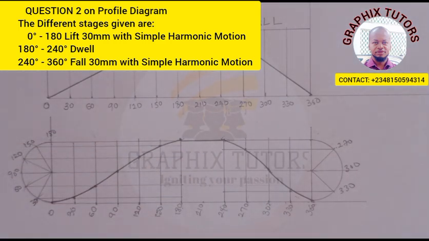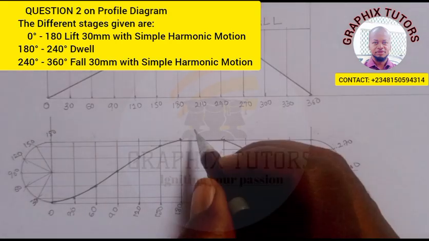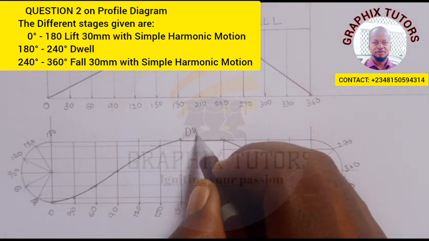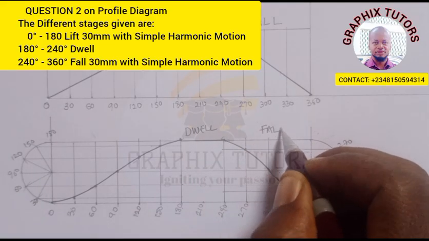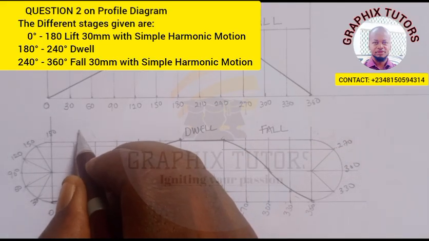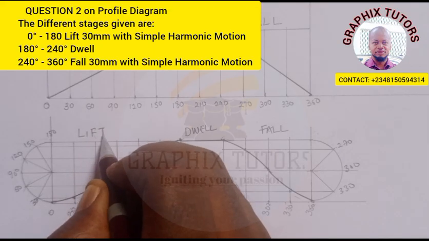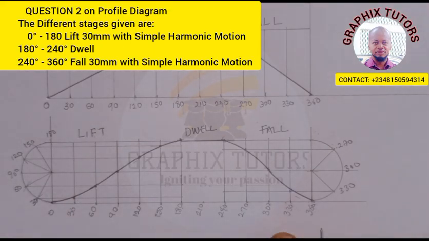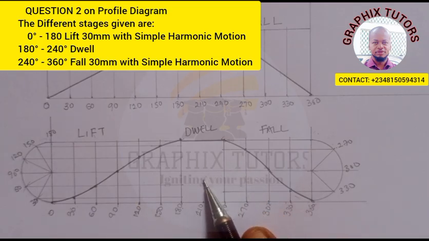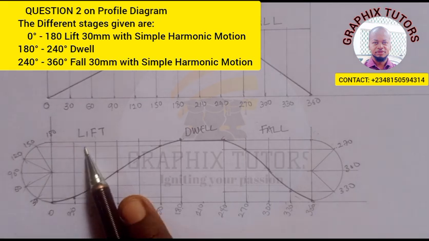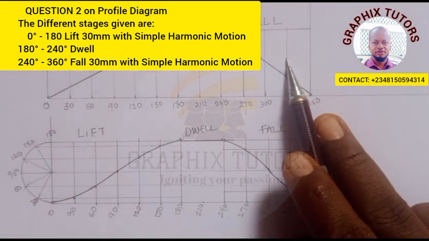So this is what we have. Here it rises with simple harmonic motion and it falls with simple harmonic motion. This is also the dual here. Dual, fall, and lift, or you say rise, like I said earlier. So this is the profile diagram of the follower when it's using simple harmonic motion, and this is uniform velocity.